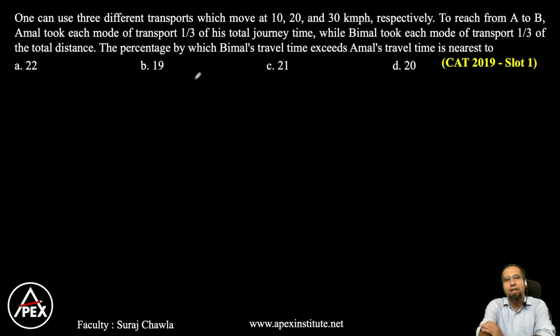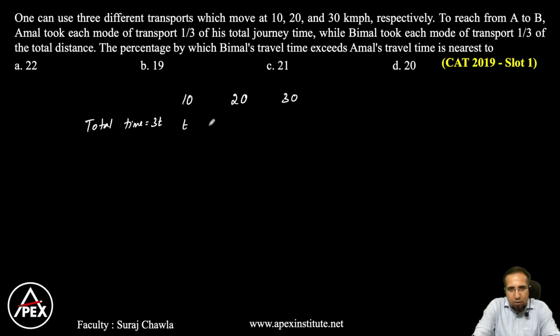Now one can use three different transports which move at 10, 20, 30 kilometers an hour. So I'm moving at 10 kilometers an hour, 20 kilometers an hour and 30 kilometers an hour to reach from A to B. Now Amal took each mode of transport for 1/3 of the total time. Now let me assume that total time is equal to 3t. So each part is 1/3, 1/3, 1/3.